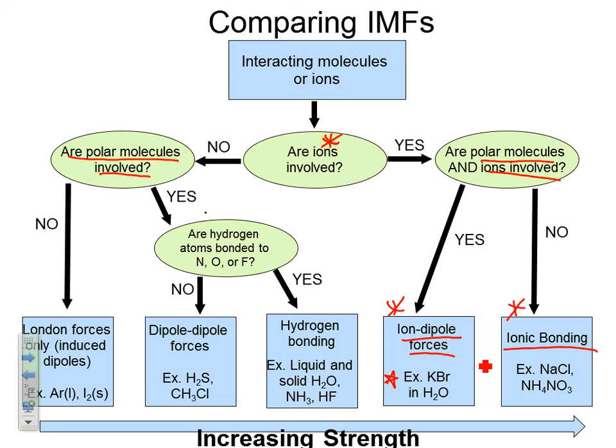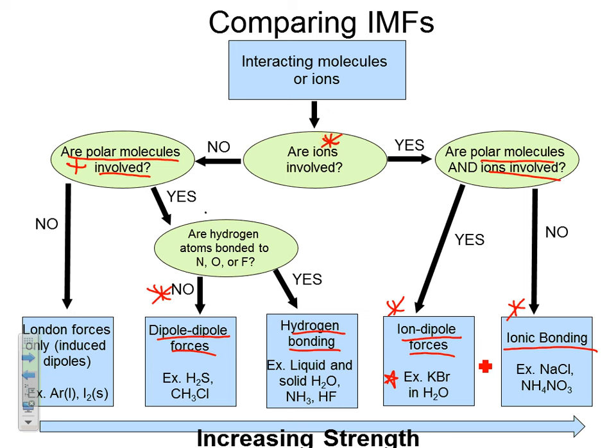And our next question is, if we don't have any charged particles, do we have polar molecules? If we do have polar molecules, then we have to consider what type of polar molecule it is. If we don't have hydrogen atoms that are bonded to an F, O, or N, meaning we're going down here, then our type of IMF is a dipole-dipole force of attraction. But if we have a polar molecule, and in that polar molecule we have hydrogen atoms that are bonded to an F, O, or N, then we have hydrogen bonding.